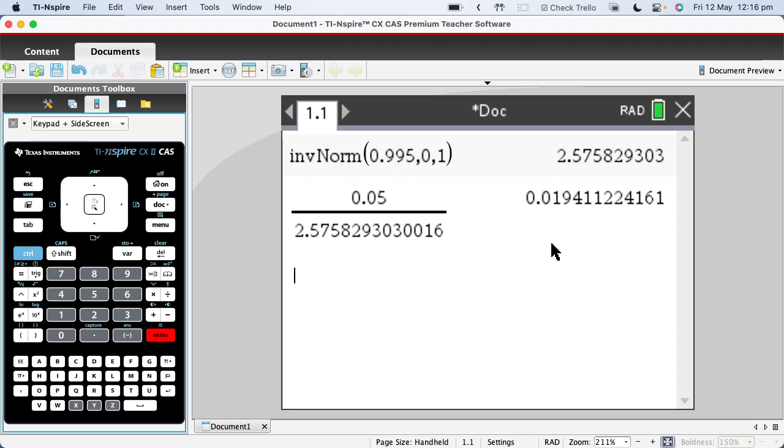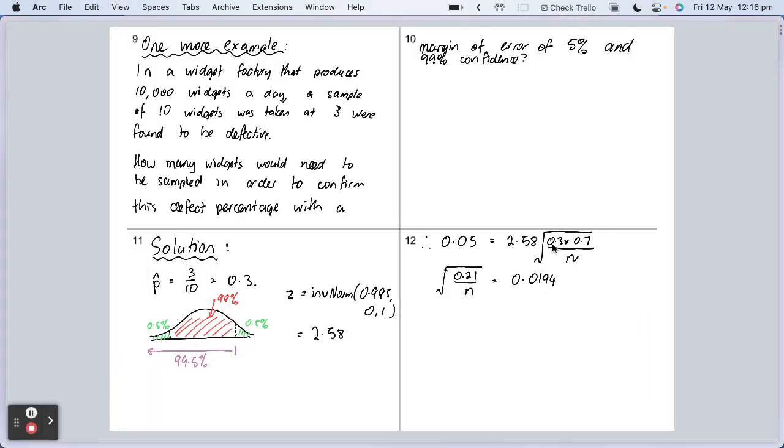Again, where possible, write down 4 decimal places. Apart from the z value, it doesn't matter so much. 0.0194, like so. So that's all good. What's my next step? Anyone who's paying attention? Yep, square away. That'll undo the square root.